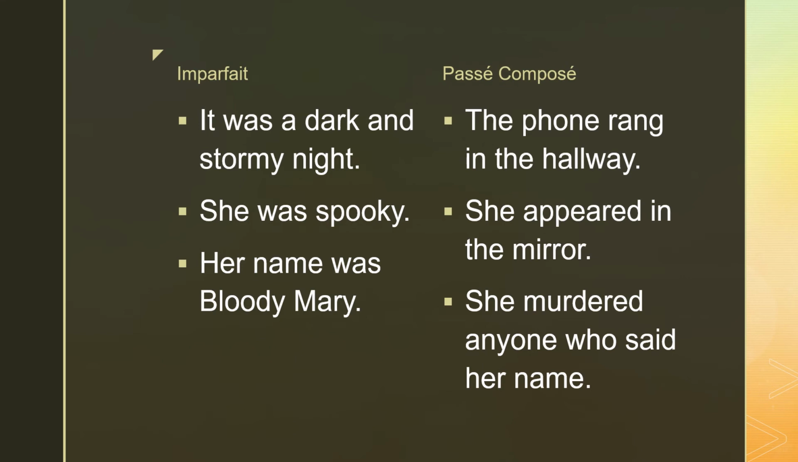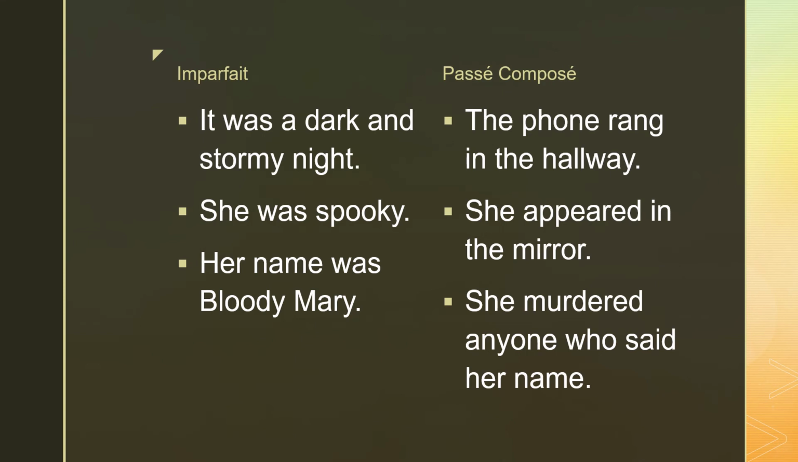Whereas in the passé composé: the phone rang in the hallway. She appeared in the mirror. She murdered anyone who said her name. I'm using the Bloody Mary legend, by the way. So those are actions of the story. What happened first? What happened second? What happened third? If it answers that question or a question like it, then you're going to need the passé composé. So the imparfait is for our descriptions, and the passé composé is for our actions.